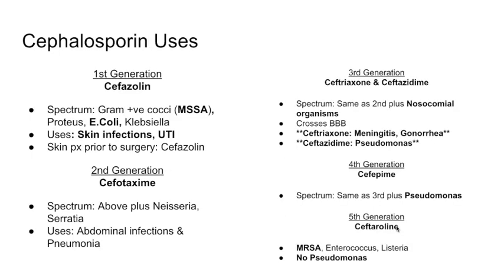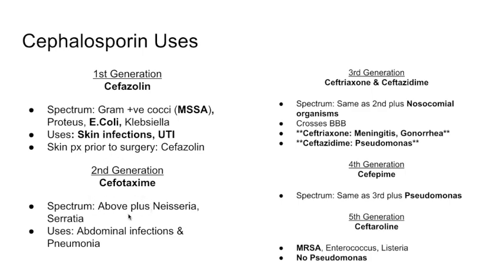So specific uses for the cephalosporins. So the first generation, which is cefazolin, the biggest thing is that it covers gram positive, so MSSA. It also has some gram negative coverage. It's used for skin infections and UTIs. It's also used for skin prophylaxis prior to surgery. So when you're doing surgery on a patient, you want to kill the bacteria that's on the skin, and most of this bacteria is Staph aureus or Staph epi. So you give cefazolin.